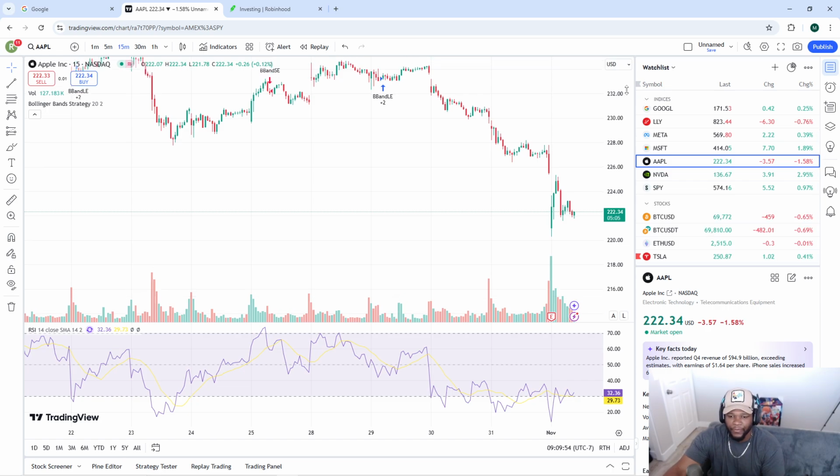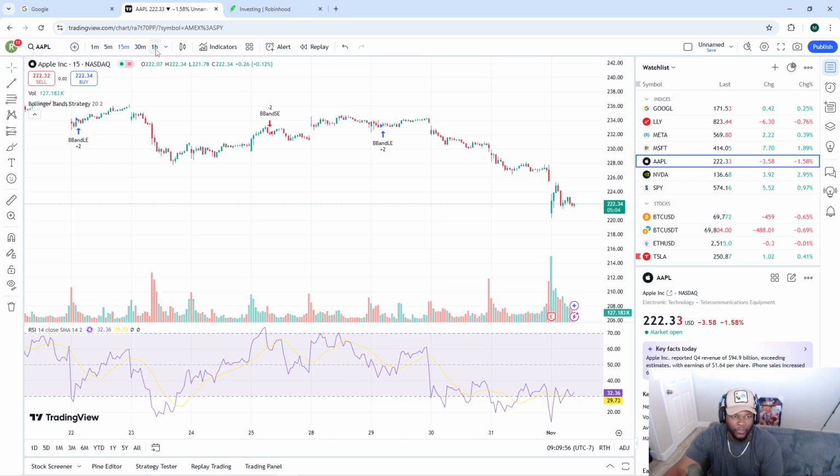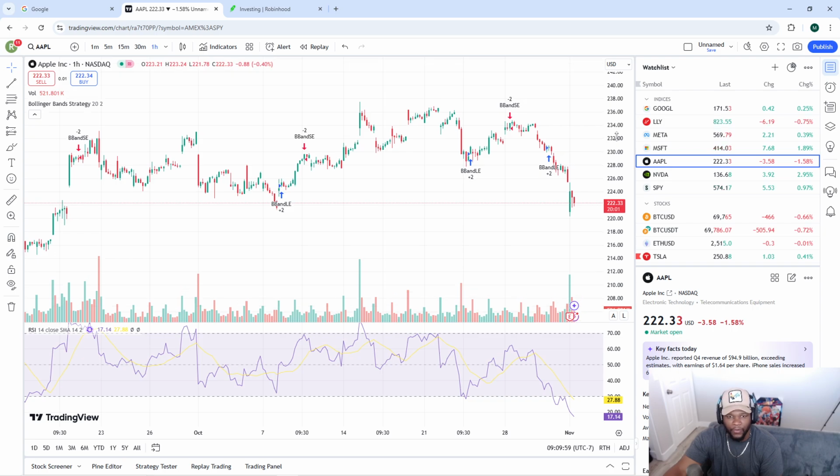So, for example, I'm on the 15. I'm going to go to the 1 hour. This is Apple from September 19th, 2024, all the way up until November 1st. You can see that Apple's kind of been in a range, a nice little range, 221 to about, let's say, 237. But realistically, if we take out the gap ups and just the real market movement, we'll say like 234, 230. That's really where it's been.